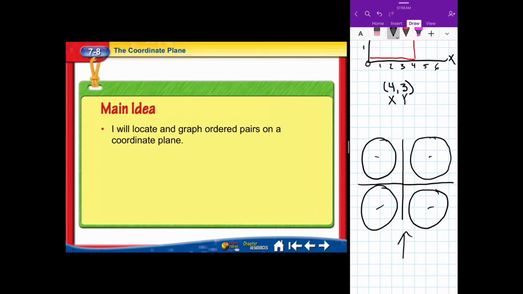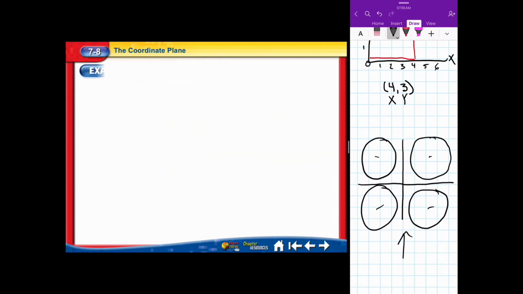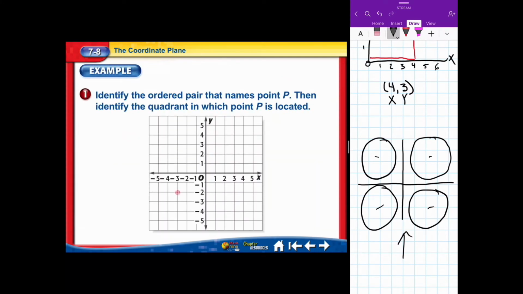I will locate and graph ordered pairs on a coordinate plane. So that's what we're going to be doing. We're going to be looking at how to graph these things on our coordinate plane. And let's go ahead and take a look at our first example. Identify the ordered pair that names point P, then identify the quadrant in which point P is located.